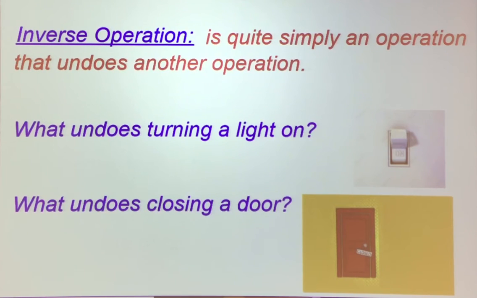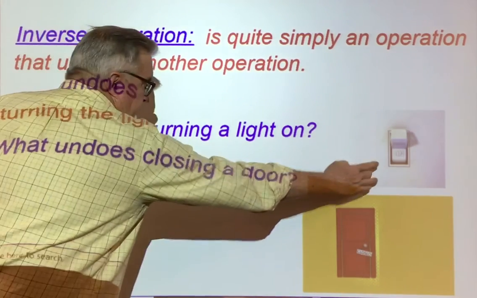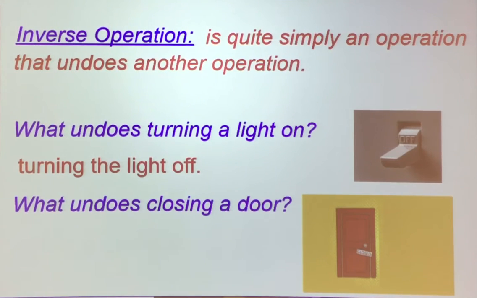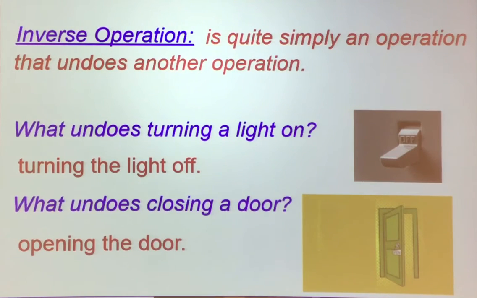Turning a light on, that's an operation, okay? So what undoes turning that light on? Of course, turning the light off, all right? Another operation would be closing a door. What undoes closing a door? That makes sense. Opening the door, okay?